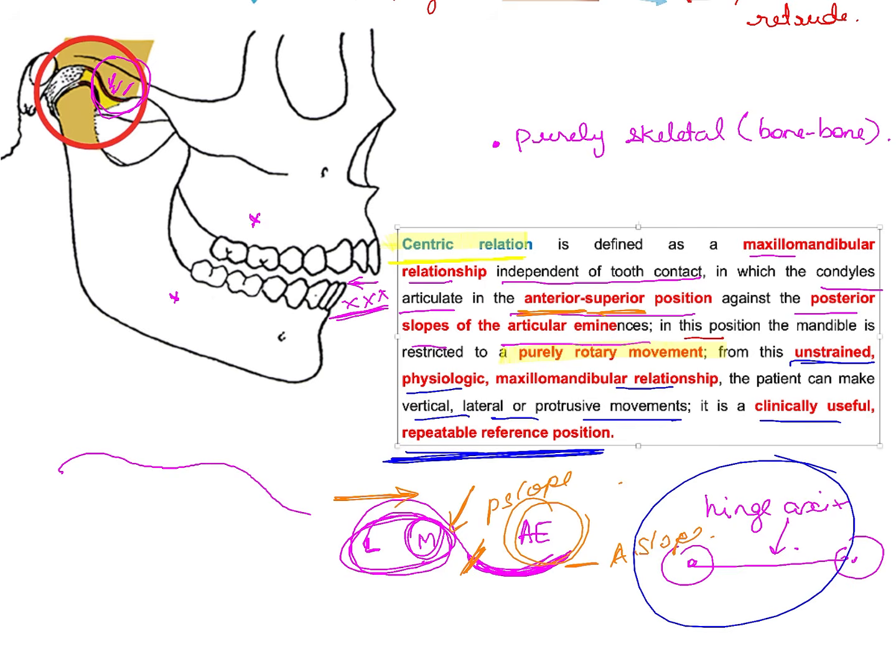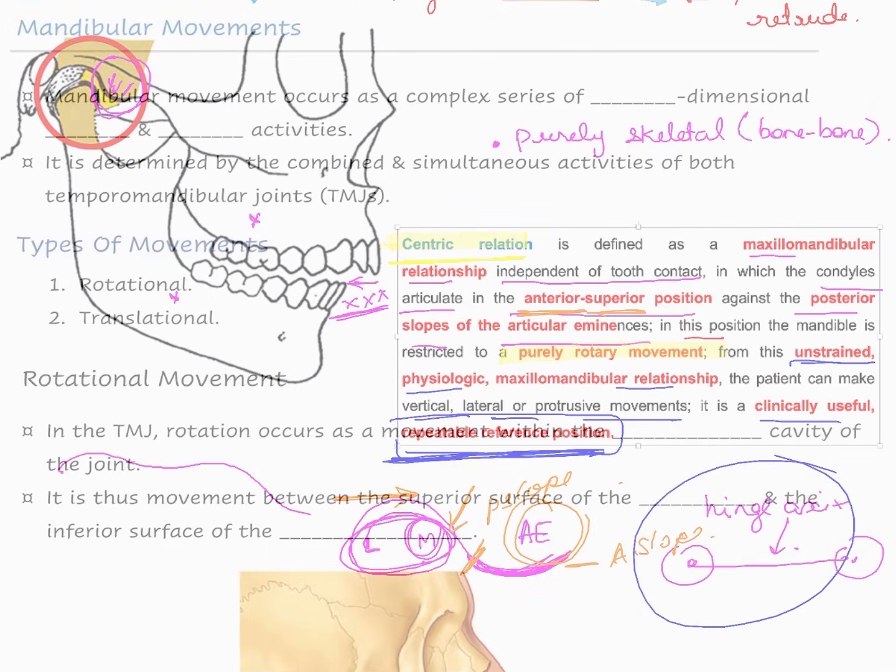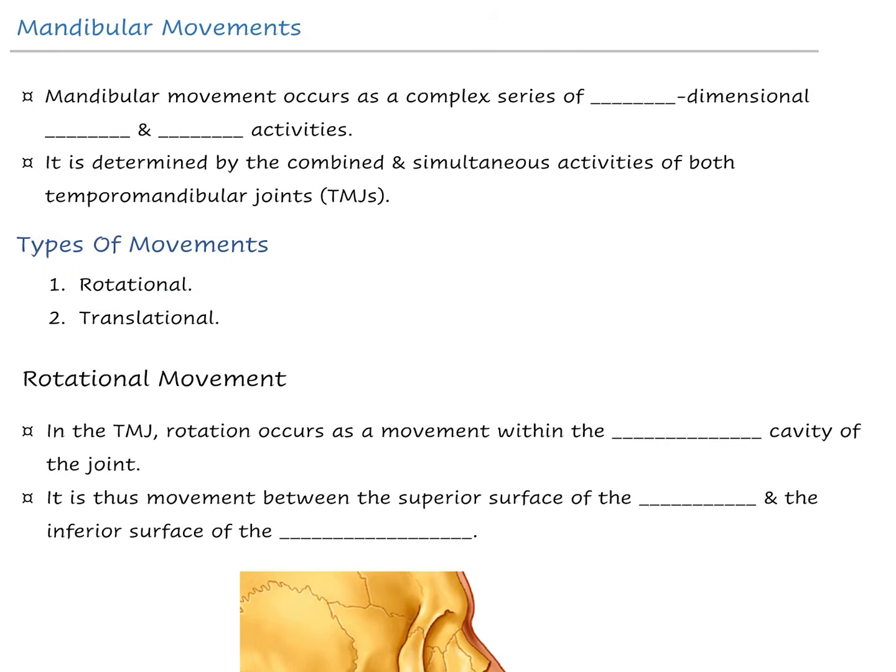a repeatable reference position. The reason why we always choose to rehabilitate the patient's dentition, or denture, or full mouth rehabilitation in centric is because it is the most repeatable reference position, right? So you can always have a starting point of the skeletal relationship. Now with this information in mind, let's try to work on this text.